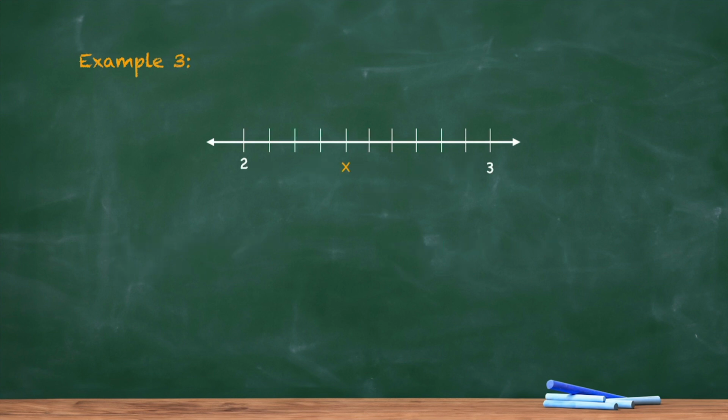In our third example, instead of a number, we are finding the value of a variable, which is x. To do this, we need to determine how much each interval represents. The number line goes from 2 to 3 and is divided into 10 equal parts. This means that each interval represents 1/10 or 0.1.